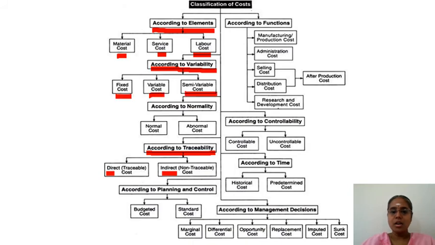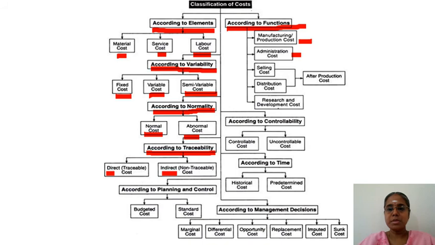And then we saw period and product cost, based on association with the product, which is not given here. Next, based on normal cost, which is normal and abnormal cost, and we saw functions even before that: production cost, administrative cost, selling and distribution, and R&D cost. We saw the uses of all of these, except variability, in the cost sheet. Then classification based on controllability: controllable cost and uncontrollable cost.